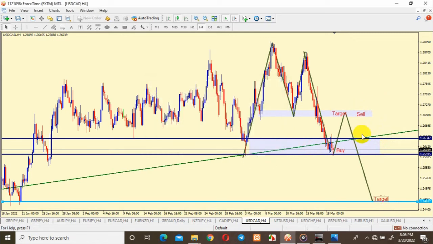So it's a double barrel. I'm giving you a double barrel trade setup on USD Canadian dollar. Take a buy, target this area. Then when you get to that area, close your trade, take a sell and target this area. So that is for USD Canadian dollar.